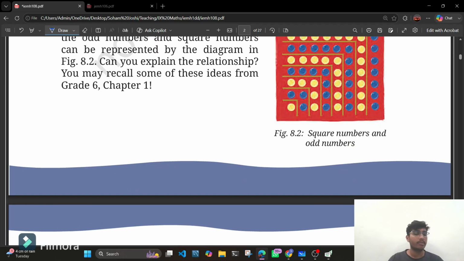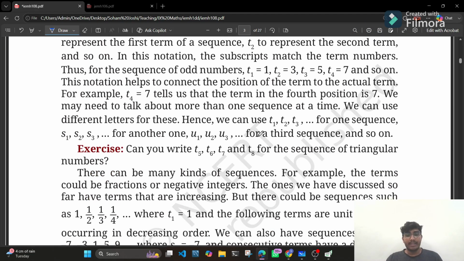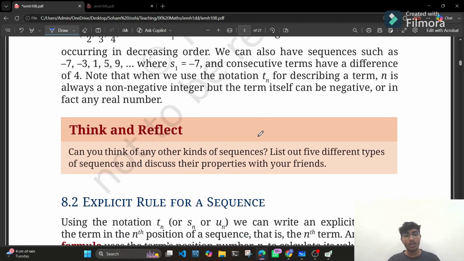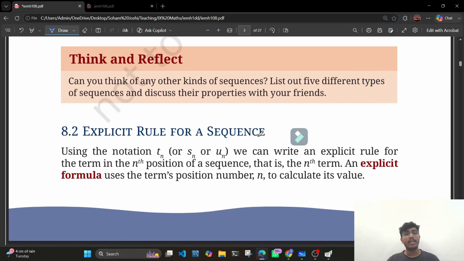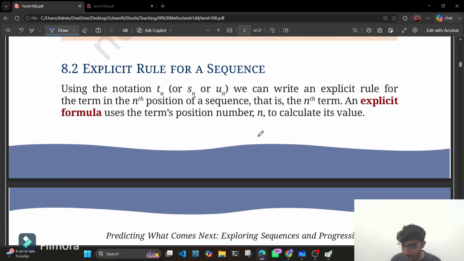We can also have the sequence of even numbers: 2, 4, 6, 8, 10, 12, etc. I hope that's understood. This is how we define a sequence. Now we have an explicit rule for a sequence using the notation Tn.